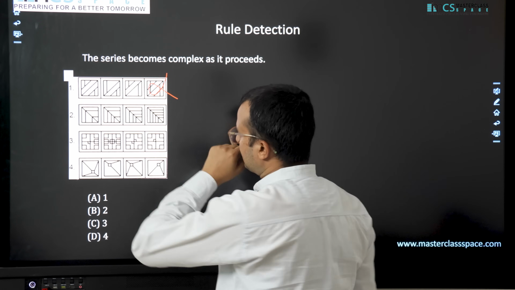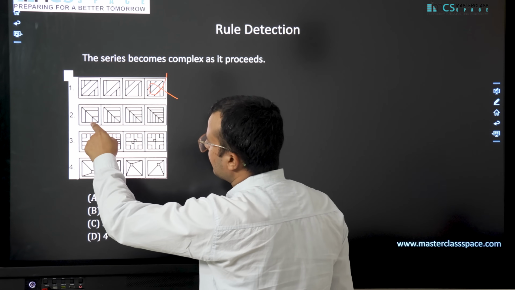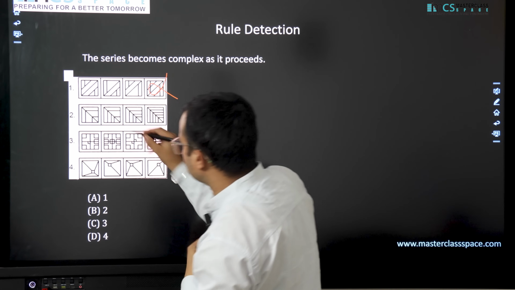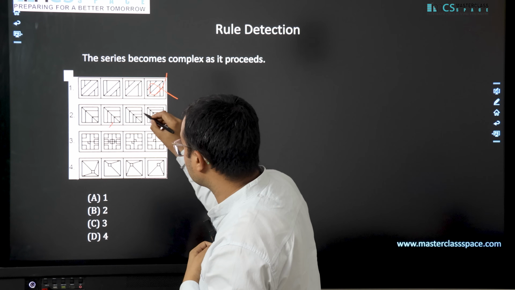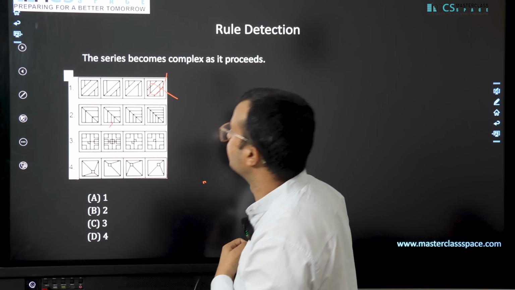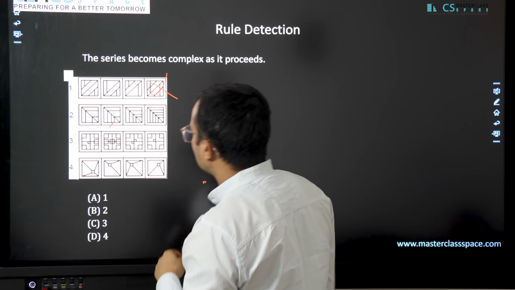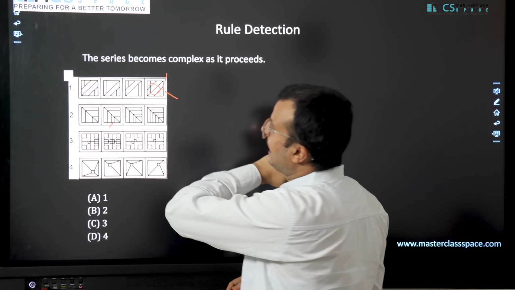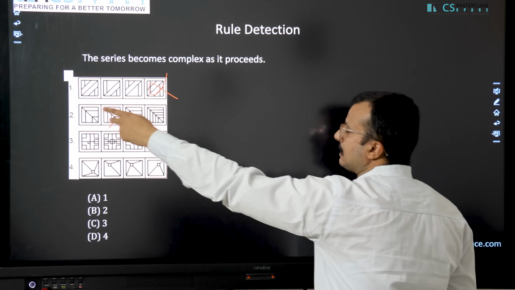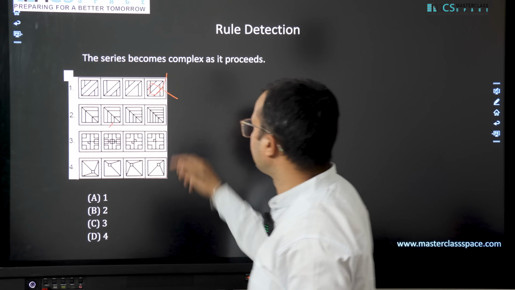Let's go to this option. What happened? You added a line here. So this line has been added. When we move to next figure, this line has been added. No worries. When you move further, you will see more lines added. So clearly we can feel that this successive row is becoming complex.